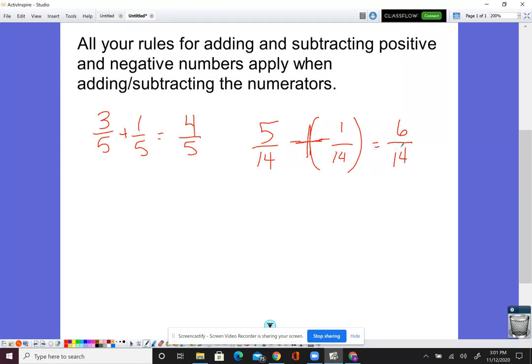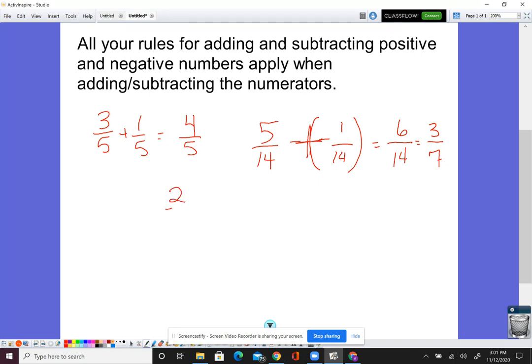5 plus 1 is 6. Now this can be reduced down. A 2 can go into both of them. A 2 goes into 6 3 times. A 2 goes into 14 7 times. Now it's reduced down as far as possible. It's not an improper fraction, so we don't do anything else with that.